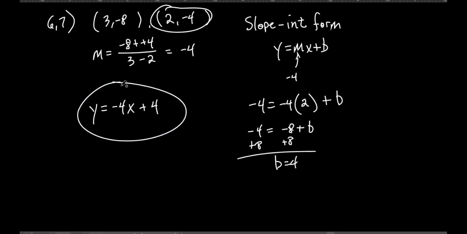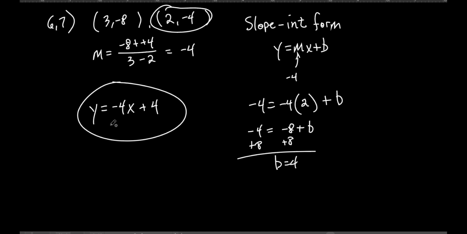Okay? It's not too bad, is it? They give you 2 points. Just find the slope. Take either one of these points. It doesn't matter. Okay, put it in for the x and y right here. Solve for b. Once you get b, you already got m, so you only need those 2 things. You just stick it all together. Boom, you're done.